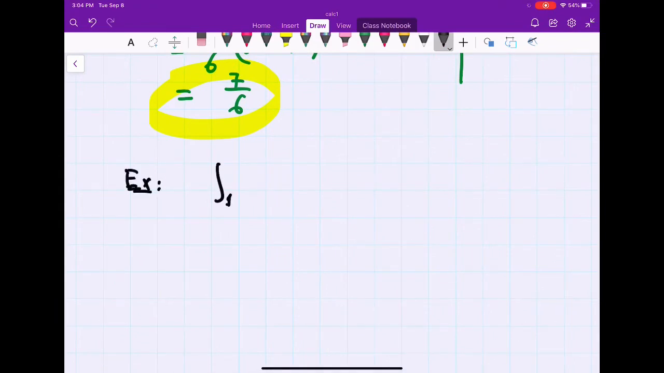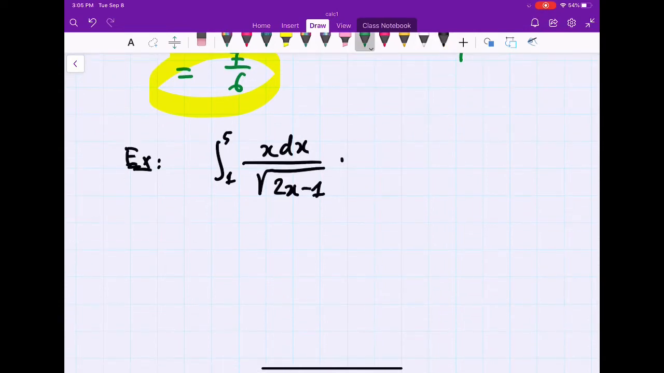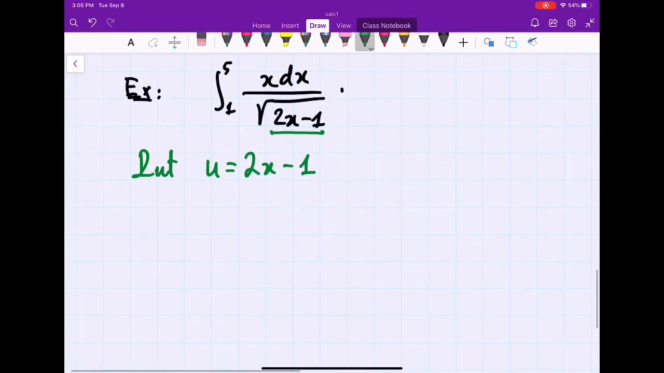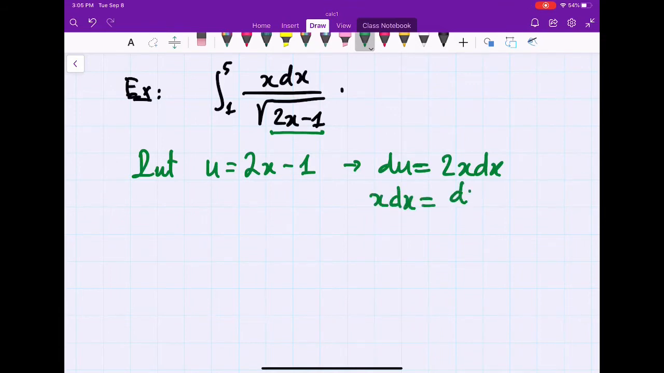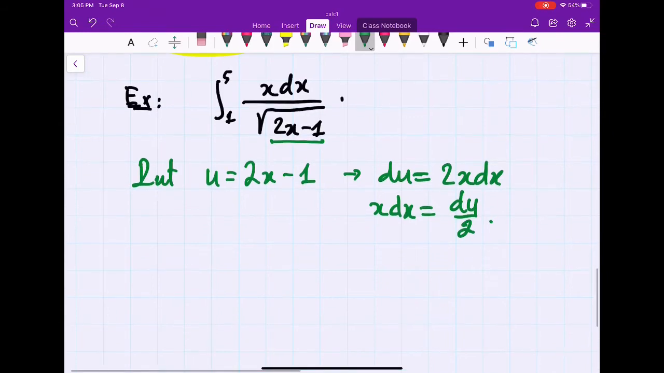You have the integral from 1 to 5 of x dx over the square root of 2x minus 1. So it's obvious that you need to put u equal to the inside function, right? From here, you get du is 2 dx. Then you have x dx equal to du over 2. Right? Now let's change the integration limits right away.